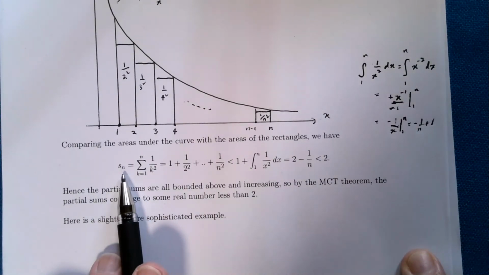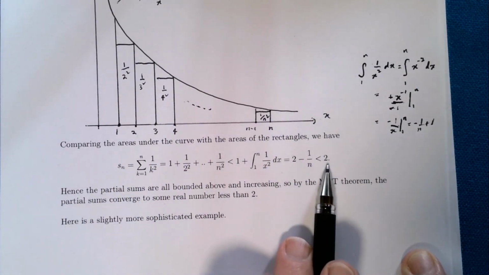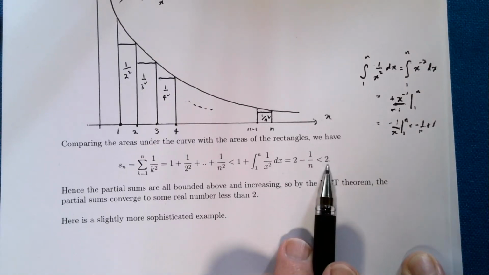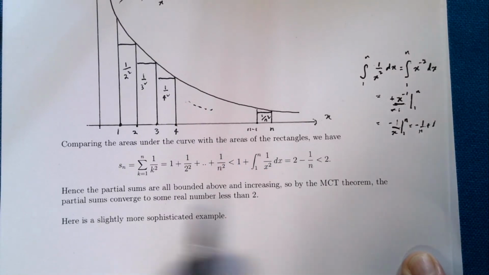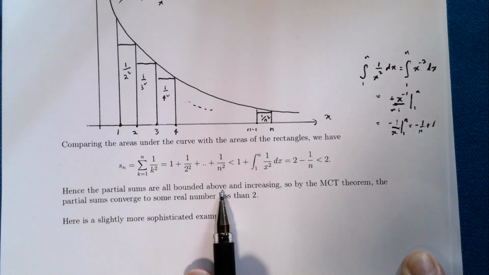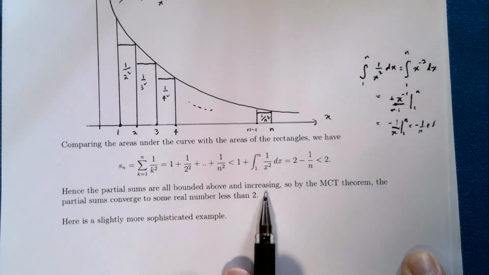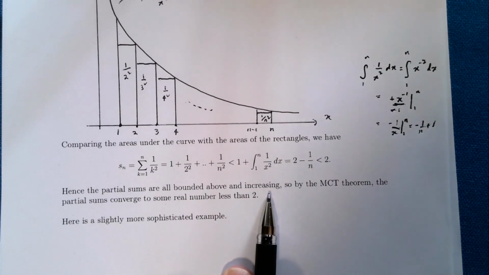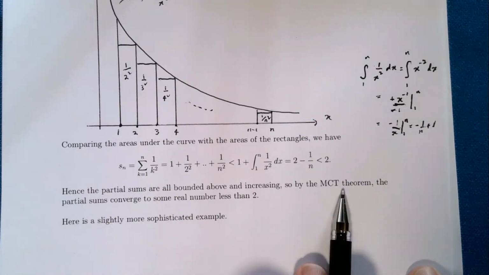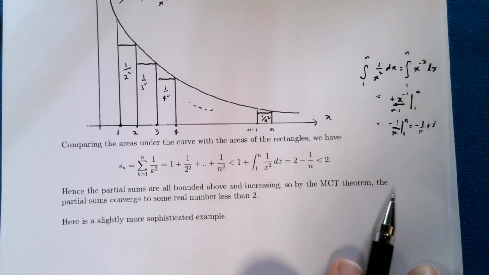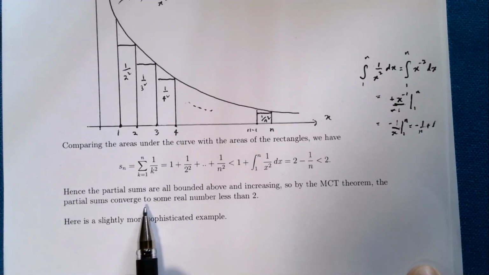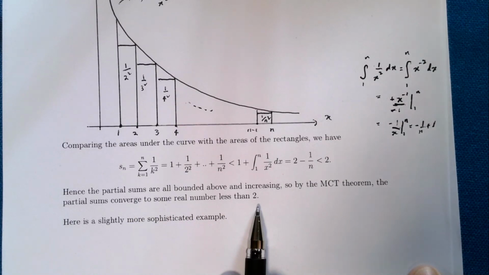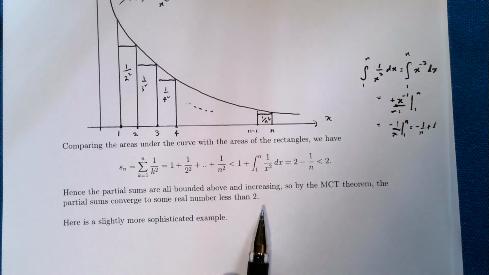So that means the partial sums are all less than 2, and because I'm adding on something each time, the partial sums are bounded above by 2. The partial sums are getting bigger because every time I move to the next partial sum up, I'm adding in something. And so now I can use that lovely monotone convergence theorem, and it tells us that the partial sums are converging to something. We're not sure what it is at this point, but to some real number which is less than 2. And in fact, as I said, the exact value is pi squared on 6.